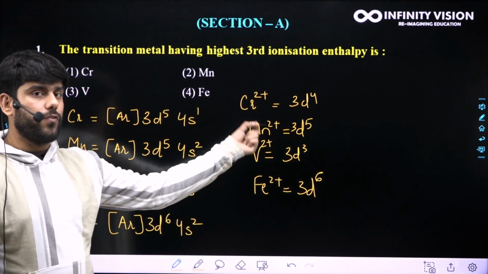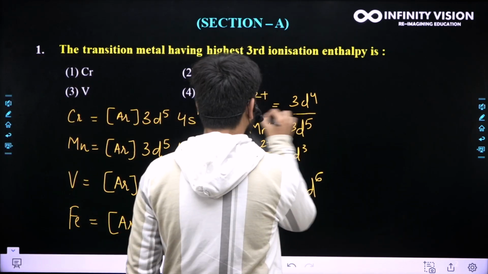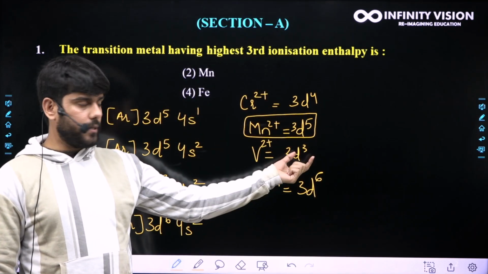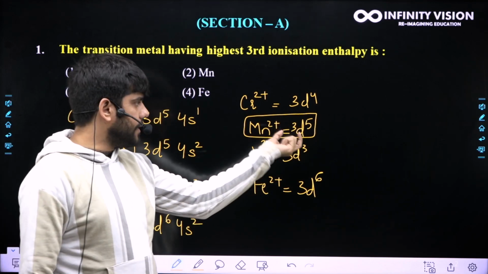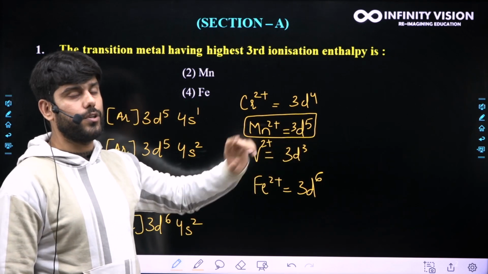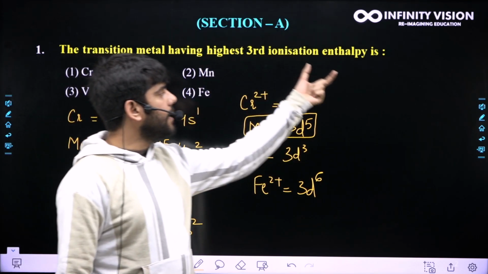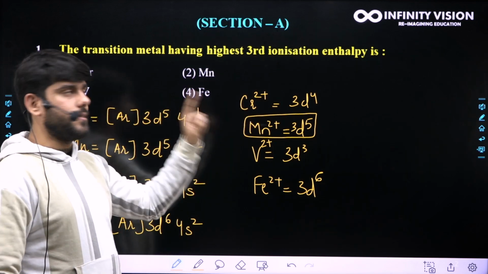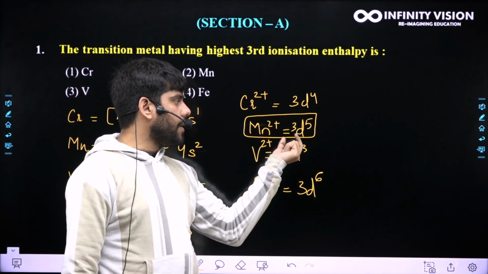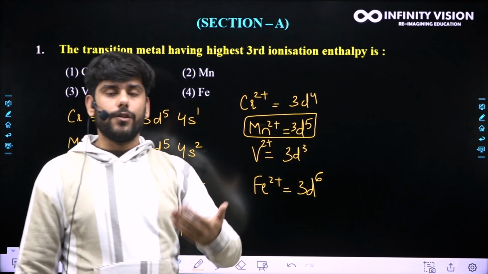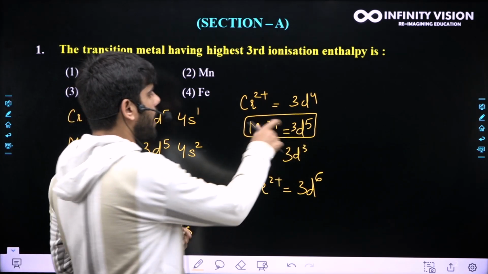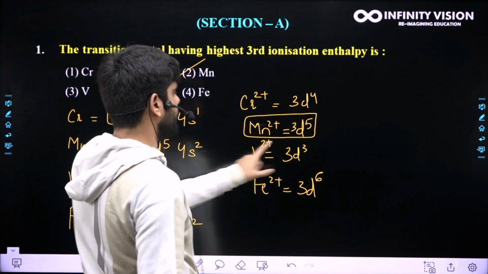Now we are supposed to remove 1 electron. Now if we see manganese 2 plus, it is having exactly half filled d orbital. So that means this configuration is stable. Removing an electron from this stable configuration would require a lot of energy. So the third ionization enthalpy for manganese is the highest among chromium, manganese, vanadium, and iron. Why? Because the half-filled orbitals are as stable as fully filled orbitals, right? So the answer to this particular question is manganese, right?